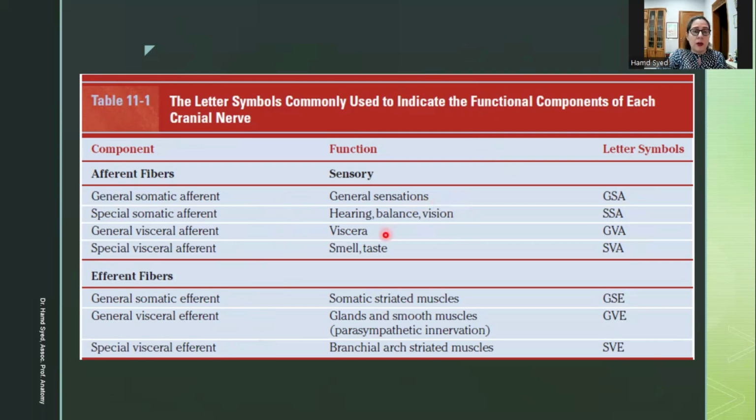Those sensations which are coming from the viscera are the general visceral afferent, whereas special visceral afferent would be smell and taste. General somatic efferent are those which are going to the striated muscles, whereas the efferent fibers which are going to glands and smooth muscles are the visceral efferent. And special visceral efferent are the nerve fibers which are going to those muscles which are derived from the branchial arches. So this is the summary of the functional components of the cranial nerves.